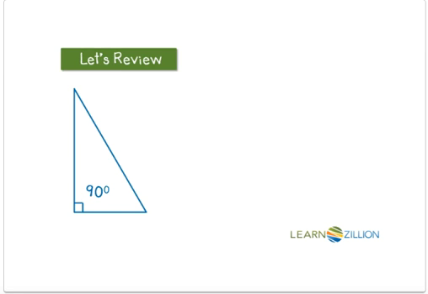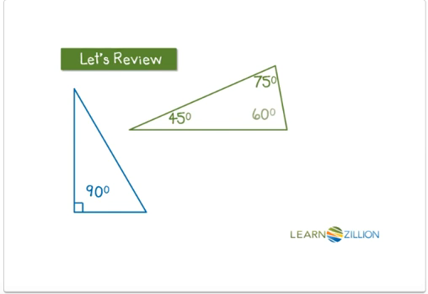And you can identify a right triangle because it has a 90-degree angle, which is indicated by the two little lines there. Another triangle is an acute triangle, and in an acute triangle, all the angles of the triangle are less than 90 degrees. And the third triangle is obtuse, and you can recognize an obtuse triangle because one of the angles of the triangle is greater than 90 degrees.